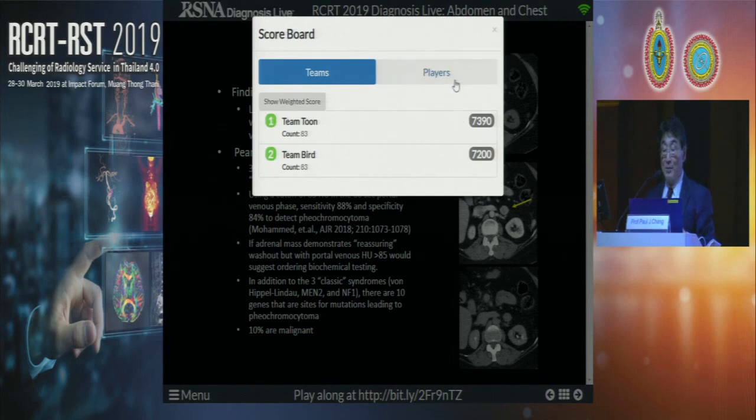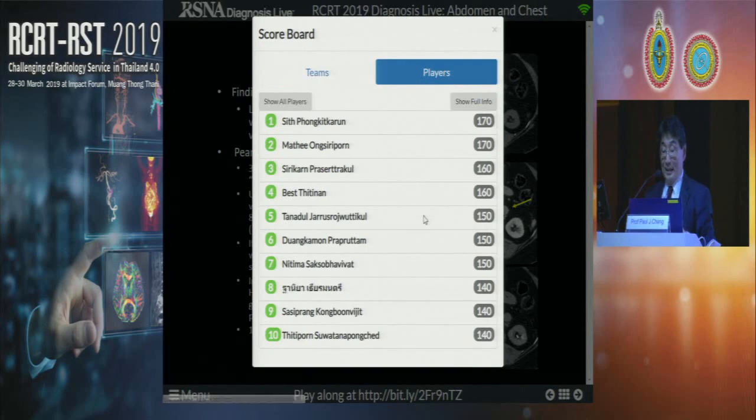And for the top 10 players, let's get the top 10 players here. Let's give them a round of applause. These are very hard questions. These 10 players should be very proud of themselves. The professors should be very proud. Also come up and get your ribbon.